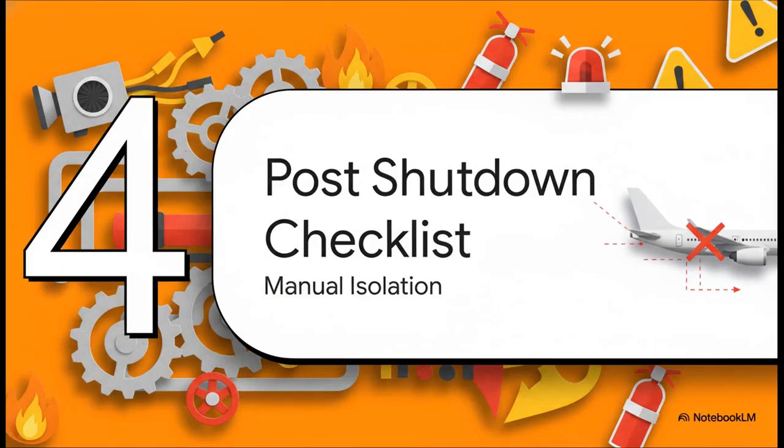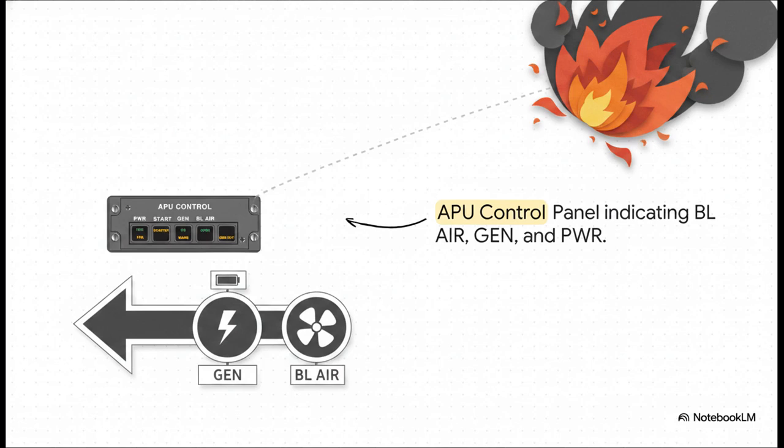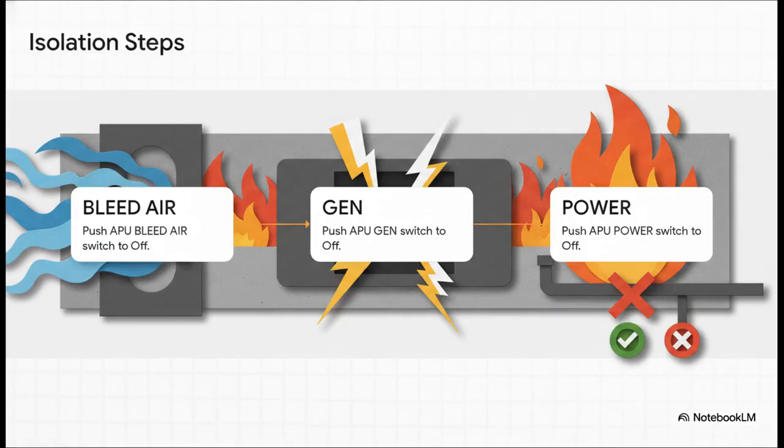Section 4. Post-APU shutdown checklist. Now, what's really interesting about the APU control panel is how its physical layout maps perfectly to the sequence of our next 3 manual steps. Look at the buttons from right to left: BL Air, Gen, and PWR. This is exactly the order the crew will systematically disable these connections to fully isolate the burning unit back at the tail. It's like a giant puzzle where everything has to fit perfectly. Let's see how this builds.